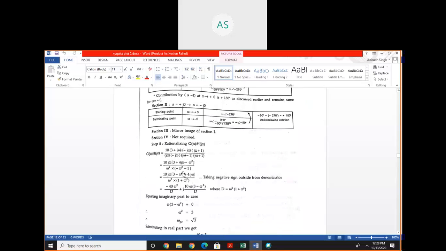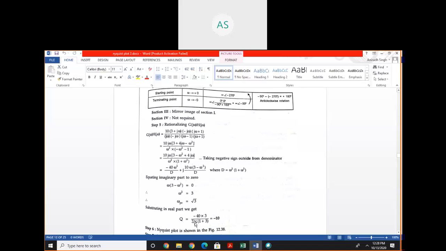Then rationalize G(jω)H(jω), separating the real part and imaginary part, and equate the imaginary part equal to 0. We get the phase crossover frequency, because when the imaginary part is 0, we get the value of the phase crossover frequency, and the value of the phase crossover frequency is root 3.